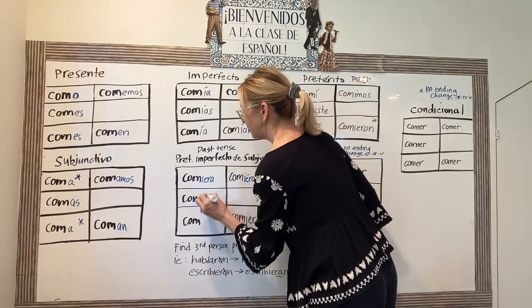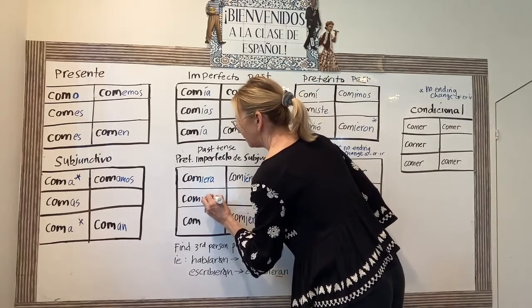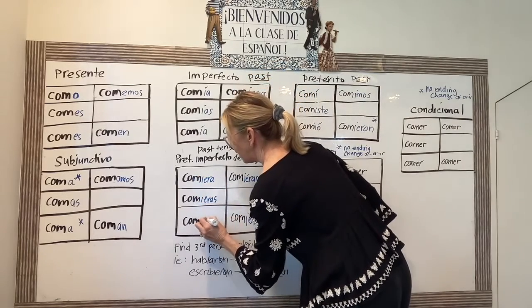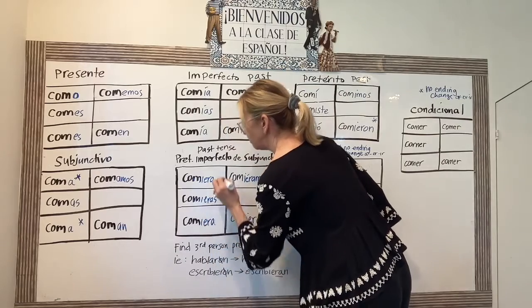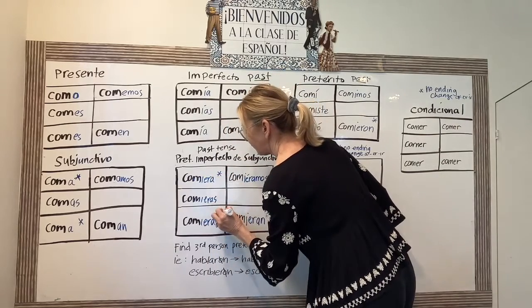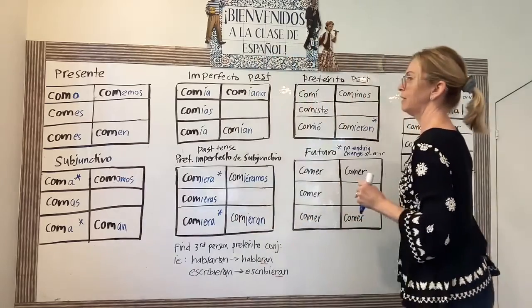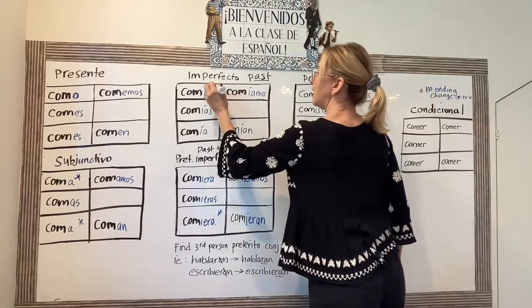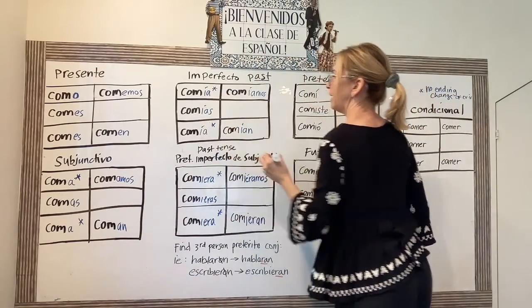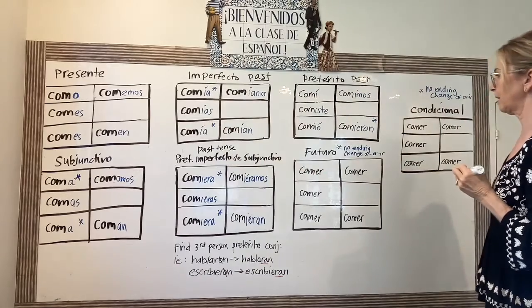Comiera, comieras, comiera. Remember, these two are the same. Same with the subjunctive, same with the imperfect tense, the yo and the usted are the same.